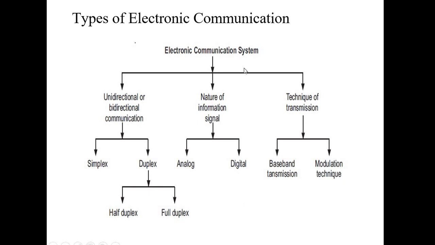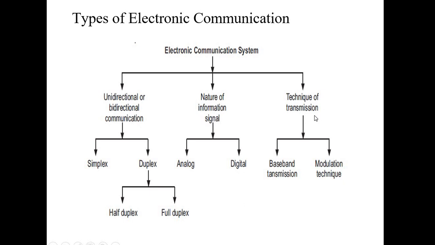The another way we can classify electronic communication system is based on the nature of information signal transmitted through the channel. So when the information signal is continuous with respect to time, continuous in amplitude, then it is called as analog signal. And if the information is transmitted in analog form, the system is called as analog electronic communication system. On the other hand, when the information is converted in the binary form and that binary digital signal is transmitted over the channel, the system is called as a digital communication system.